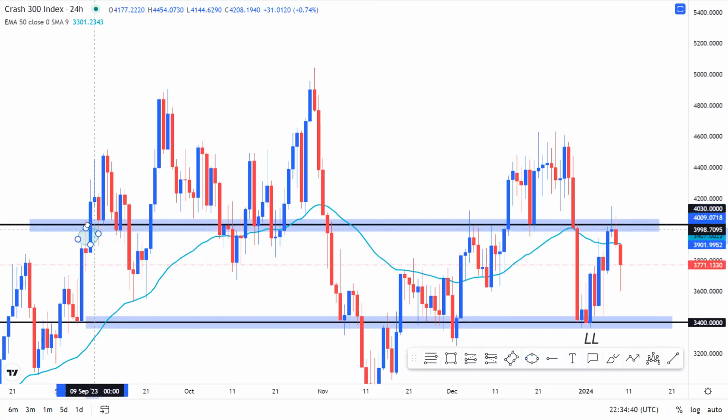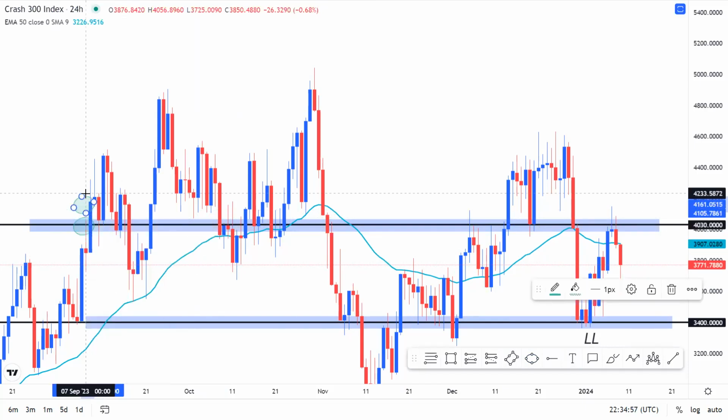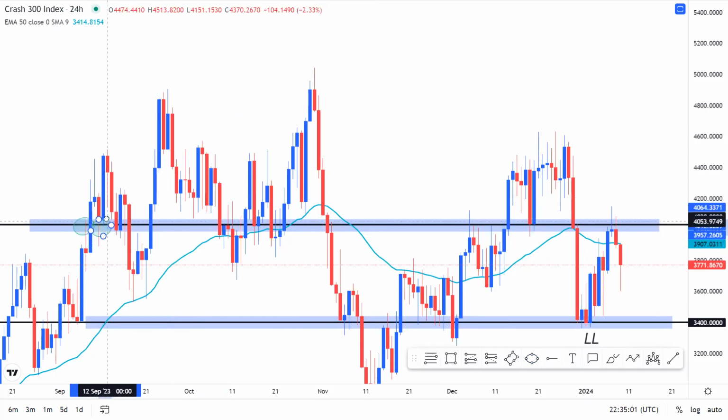You can see we had the level as resistance here, or we had this nice daily wick rejection from the level. And then we had a break above the level, and then a retest of the level where the level held up as support right here. And just after that, we had a retest of the level again, with the level holding up as support also here.